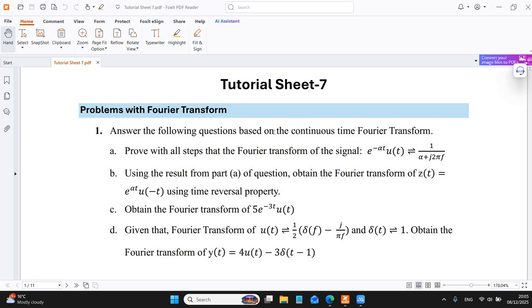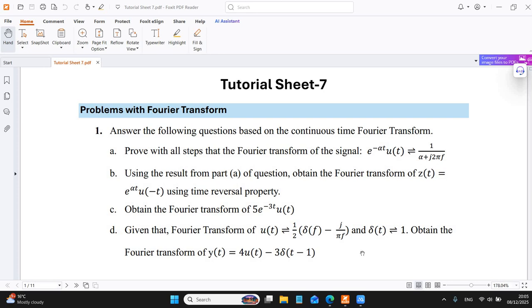Today we'll discuss the solution for tutorial sheet number 7, and the first question is: answer the following questions based on the continuous time Fourier transform. So we are solving questions based on the continuous time Fourier transform. First of all, we need to prove with all the steps that the Fourier transform of the signal e power minus alpha t into u of t is 1 over alpha plus j2 pi f.